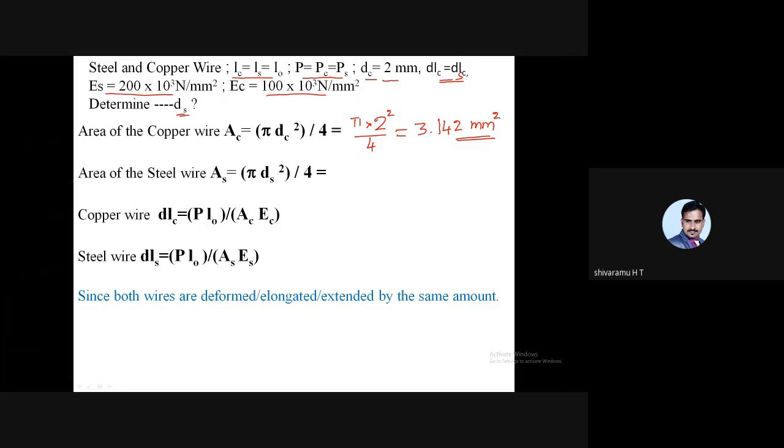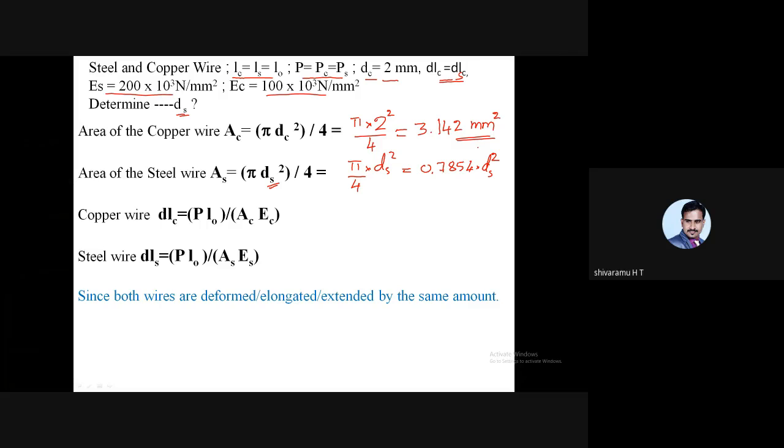And similarly, we can calculate the area of the steel wire, but here the diameter is not given, so we can go with pi into ds square divided by 4. So pi by 4 value is 0.7854 into the unknown parameter here, ds. So the diameter of the steel wire is unknown, so into ds square. And next, the deformation of the copper wire or elongation.